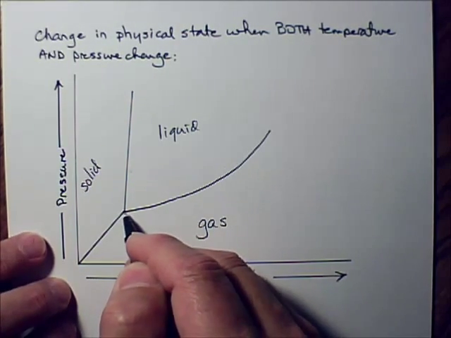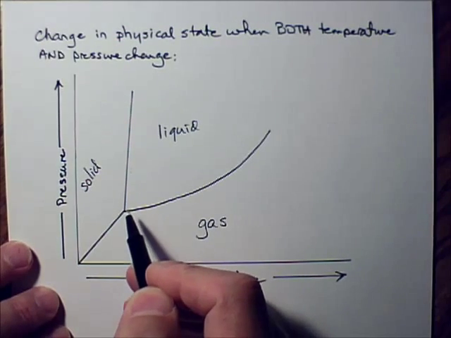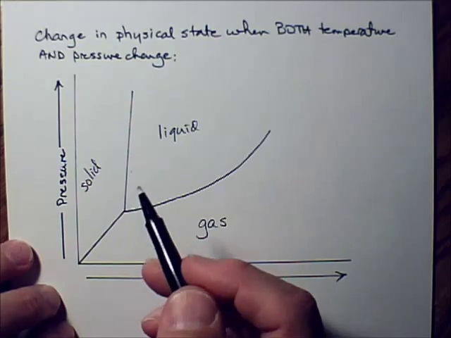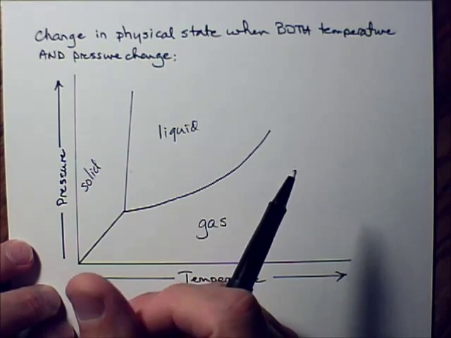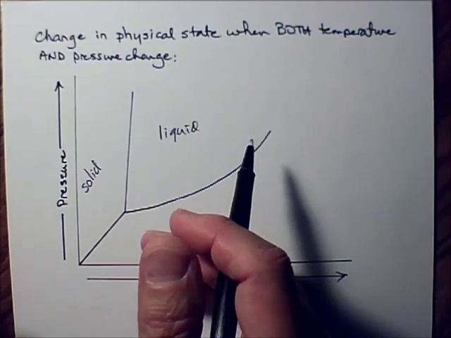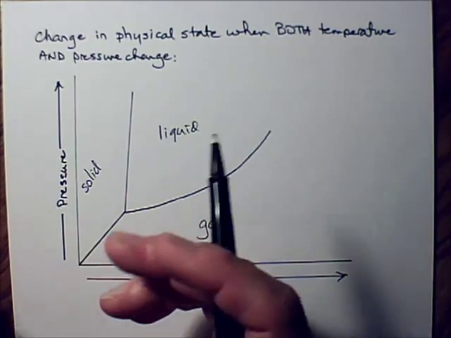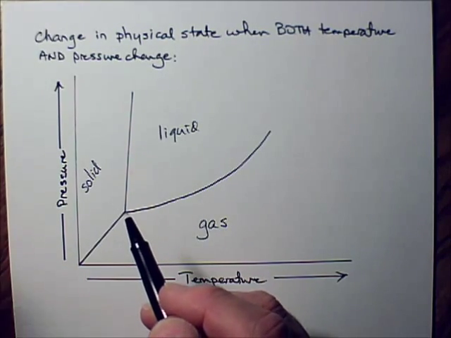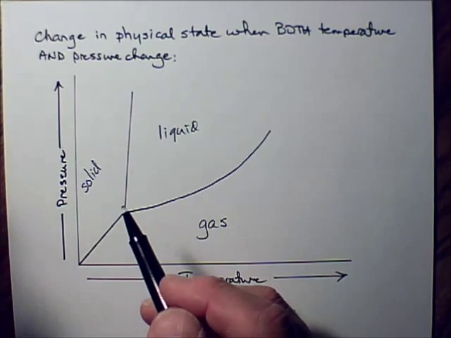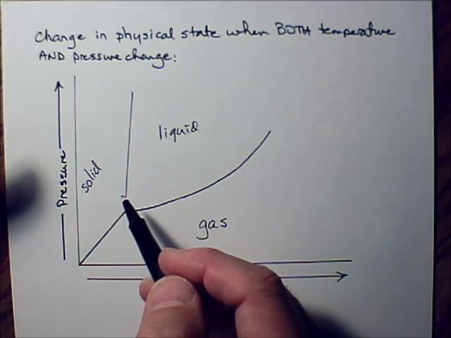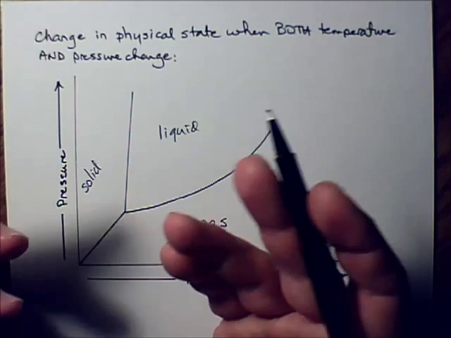So right here, if I get the pressure and temperature just right, so I take some carbon dioxide and put it in a container, and I take some dry ice, which is solid carbon dioxide, and I increase the pressure and temperature to get it just at this point right here, I can have all three phases of carbon dioxide at the same time. It can be solid, liquid, and gas at the same time.